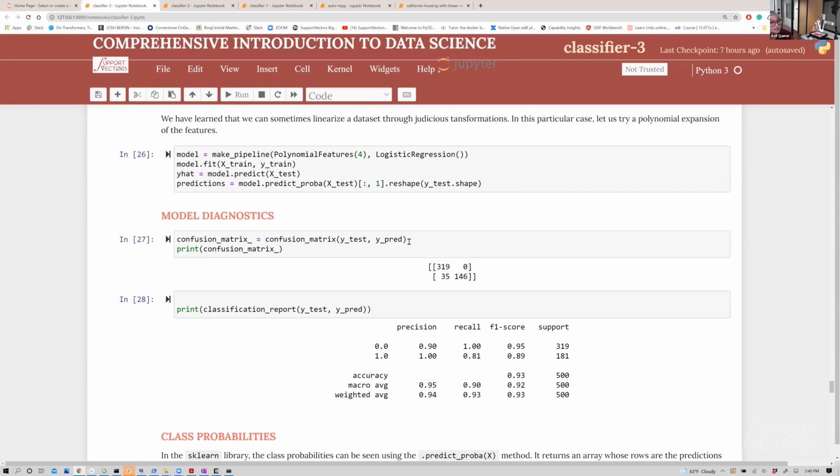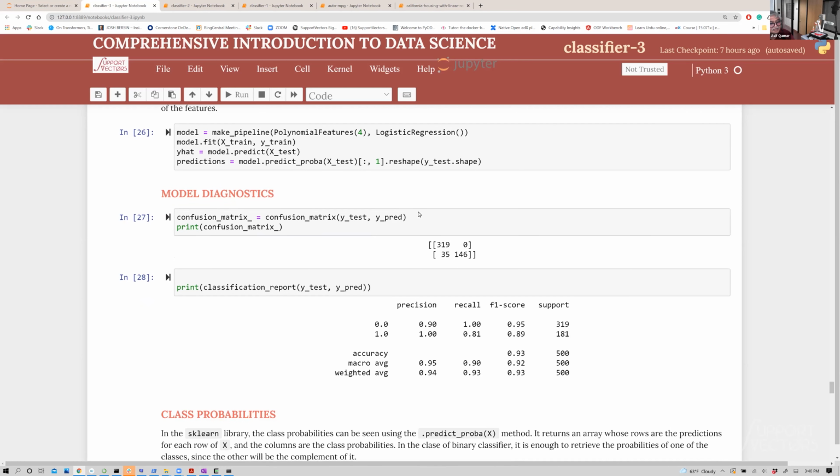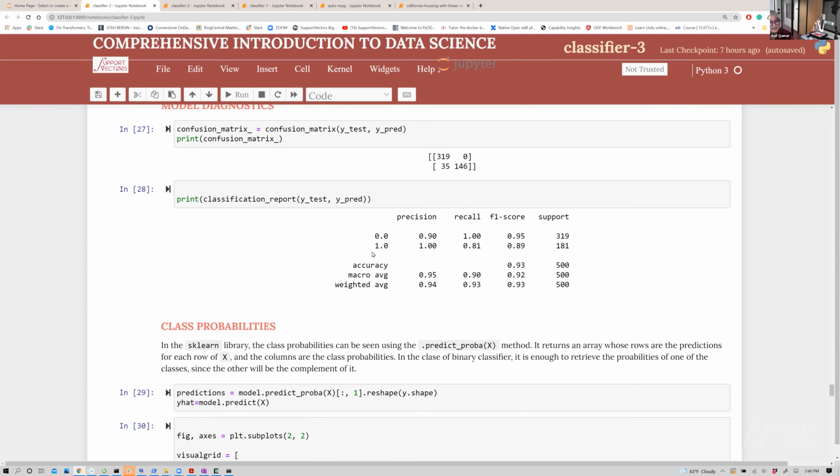Logistic regression. How can we do that? We can do a polynomial expansion. I happen to choose of degree 4. 2 also works quite well. And look at this. Look at this.